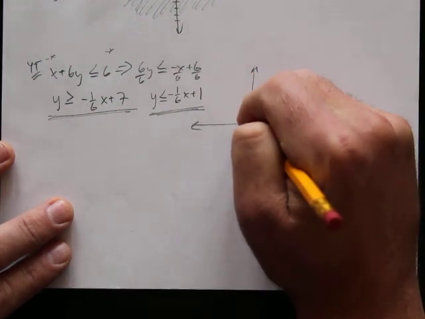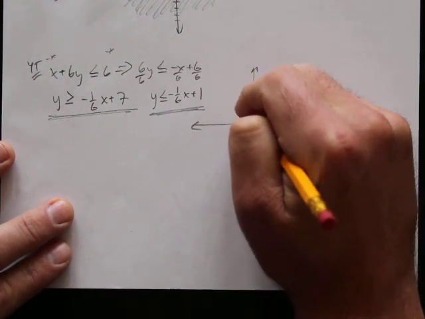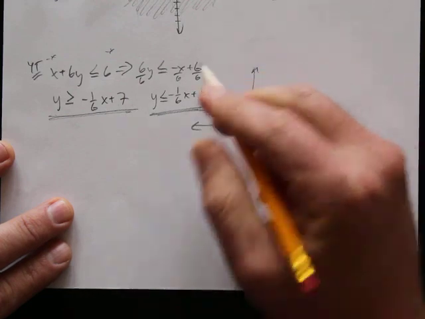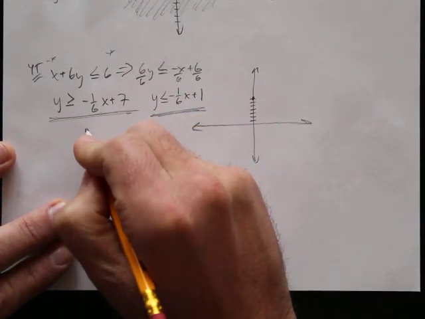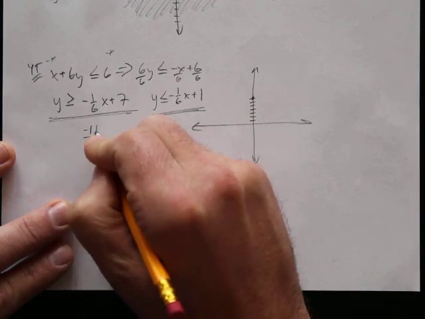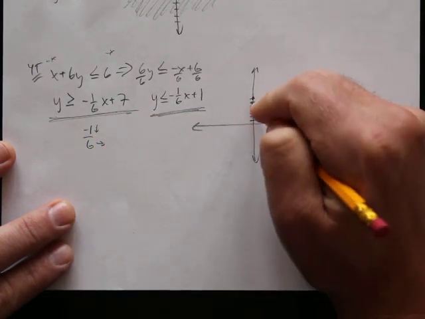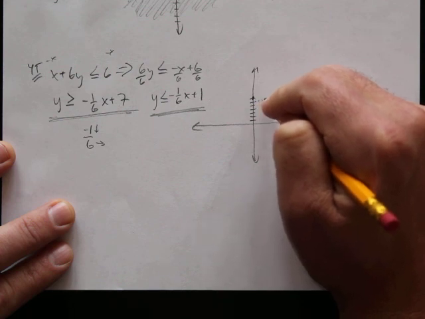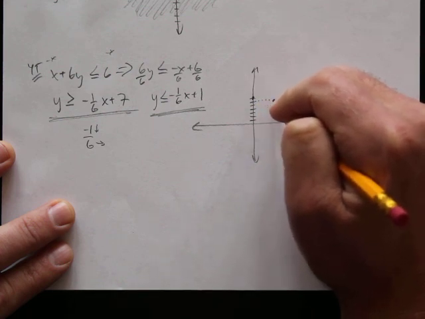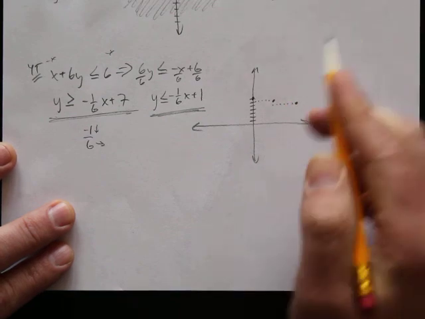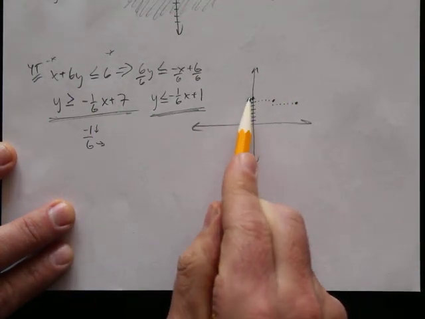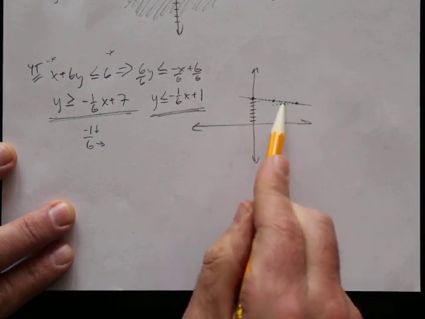So I'm going to go up to 7. 1, 2, 3, 4, 5, 6, 7. So 7 is here. Negative 1/6, so negative 1, positive 6. Down 1 to the right 6. Down 1 to the right, 1, 2, 3, 4, 5, 6. Another point, and it's or equals to, so we're going to have a solid line.